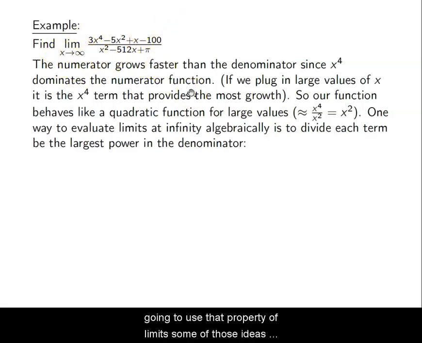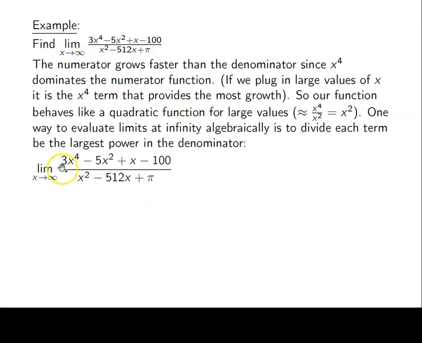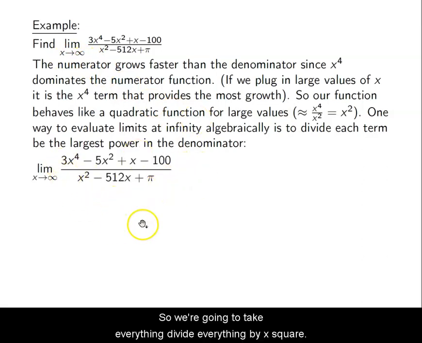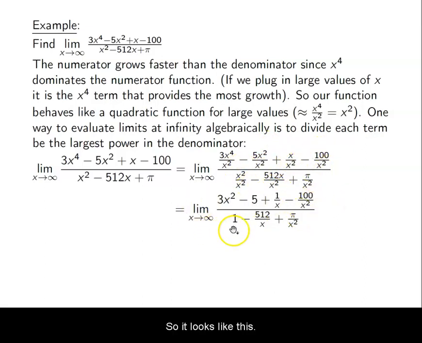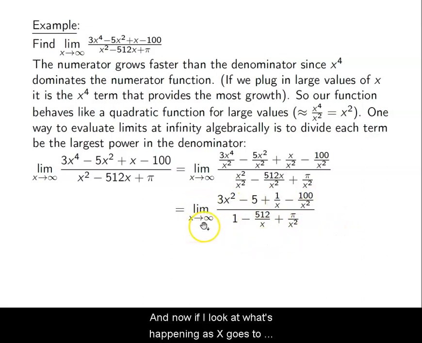We're going to use some of those ideas from the properties of limits section to do this. We're going to look at this as the limit of the numerator over the limit of the denominator, looking at each term separately and what it's doing as x goes to infinity. So we take everything and divide by x squared. I have 3x to the 4th over x squared, 5x squared over x squared, and so on, everything over x squared. It looks like this now. And now if I look at what's happening as x goes to infinity, anything with an x in the denominator is going to go to 0.